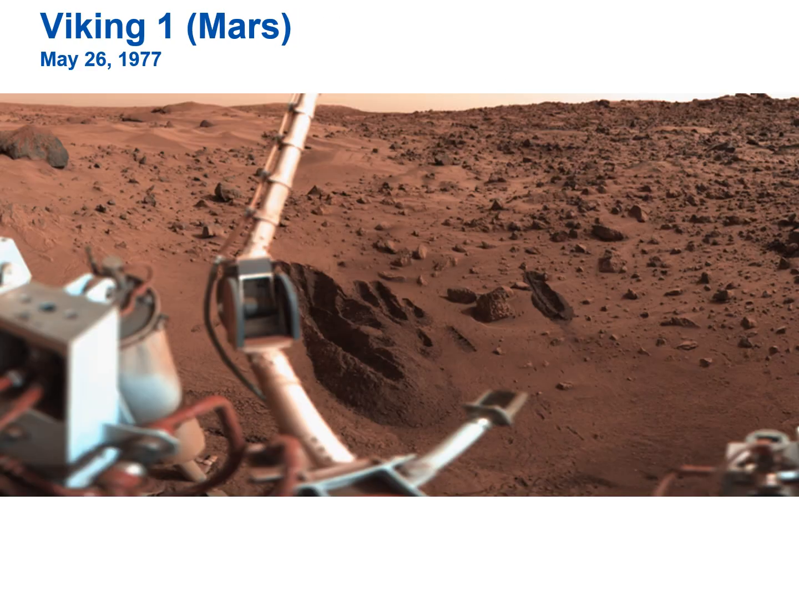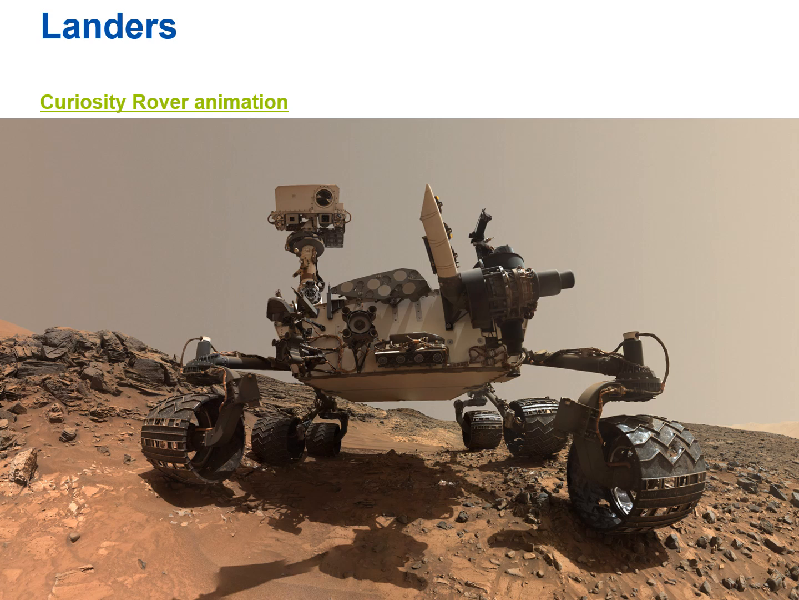An early example of a lander is the Viking 1 and Viking 2 landers. They landed on Mars in 1977, and these were some of the first pictures that we got up close of the Martian surface. This is an animation of a Mars rover, the Curiosity rover.